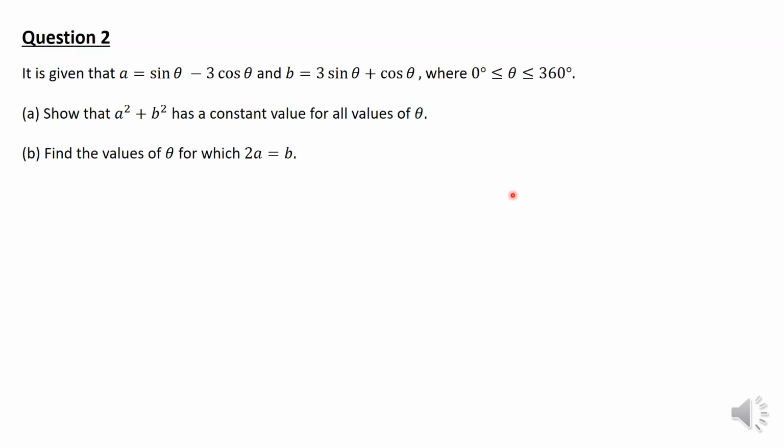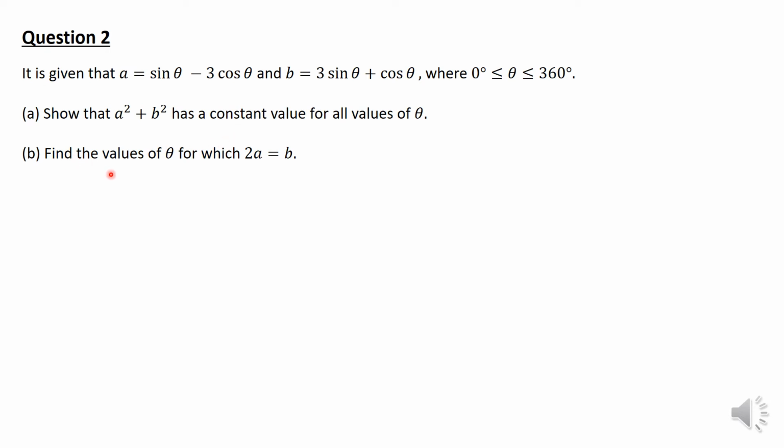Question 2. Well, perhaps you can pause, try to do this question on your own. It is given that A is equal to sine theta minus 3 cos theta, B is equal to 3 sine theta plus cos theta, and theta is an angle that is between 0 and 360 degrees. They say you must show for part A that A squared plus B squared, that means the whole 3 sine theta plus cos theta squared, has a constant value for all theta. So what is that constant value?